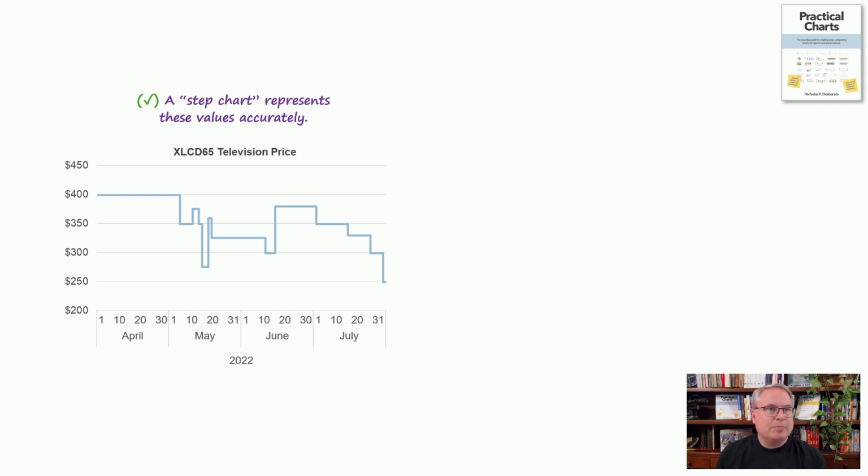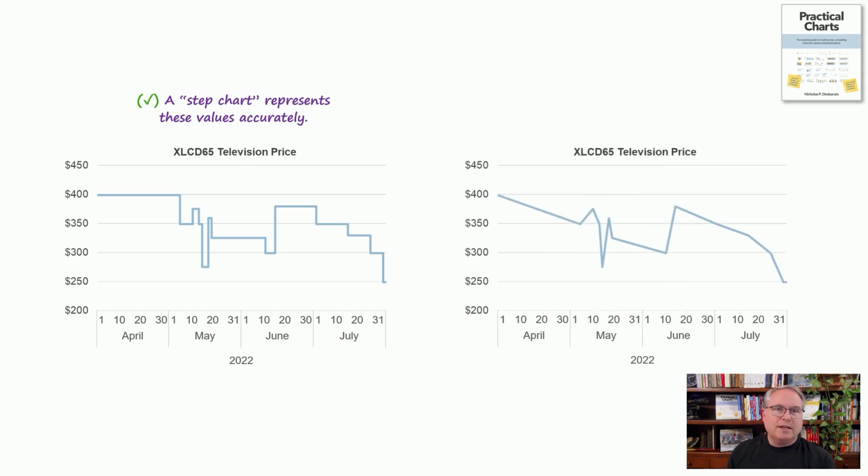We can see, for example, that the price at the beginning of April was about $400, and then it instantaneously dropped down to $350 at the beginning of May, and then continued to change. And so I do think this is a good use of this chart type, unlike what a lot of people do, which is to use a more standard line chart.